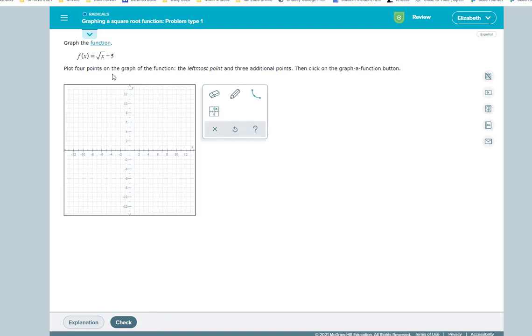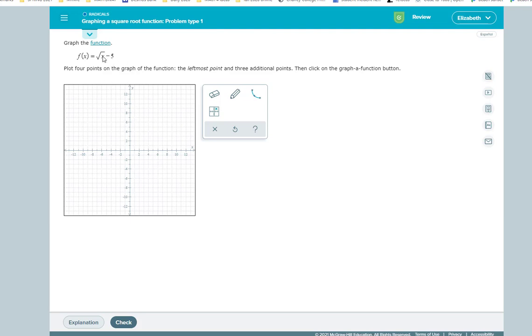Now if I want another one, let's try and find one that's slightly different. If you look at this one, this time the minus 5 is outside of the function. So it's not going to affect the x that's inside. It's going to affect the output after taking a square root.